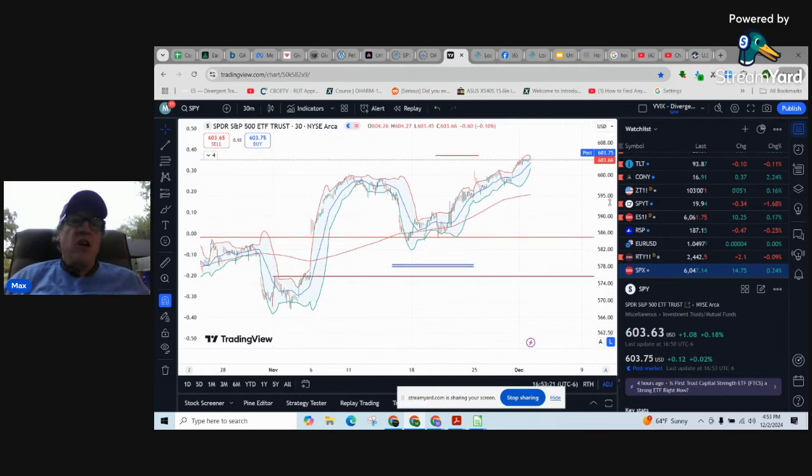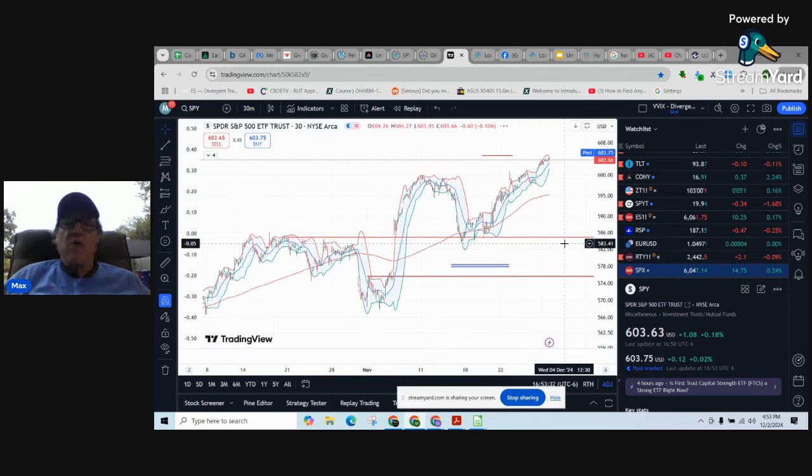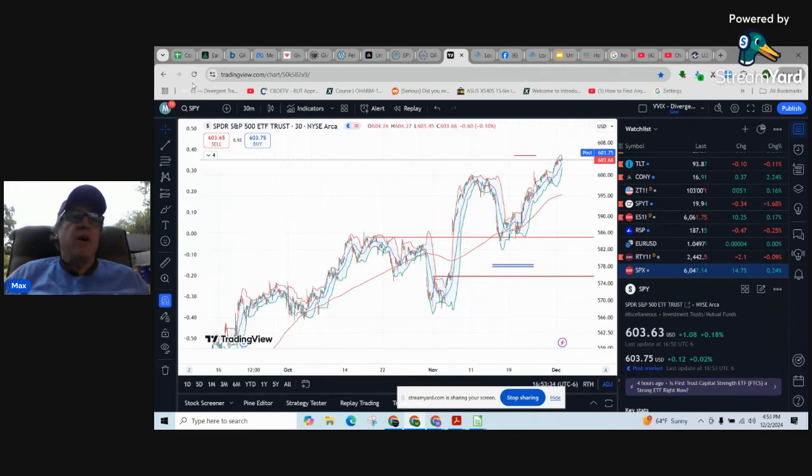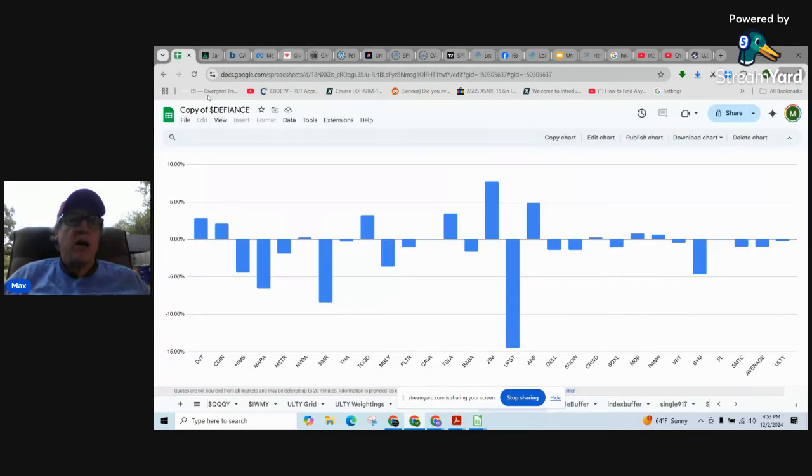Now eventually we'll get a counter signal. We'll get a signal the other way. We got a sell signal right here, and the market sold off from SPY 595 to real quick 585. Anyway, we'll keep an eye on it. Okay, so that's the SPY.